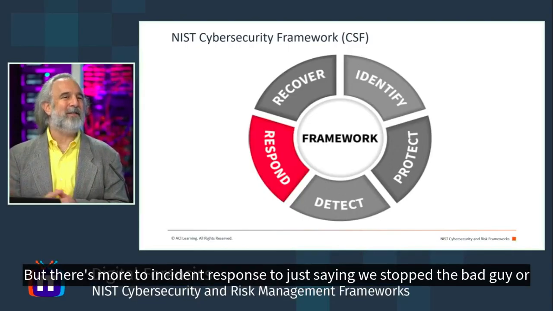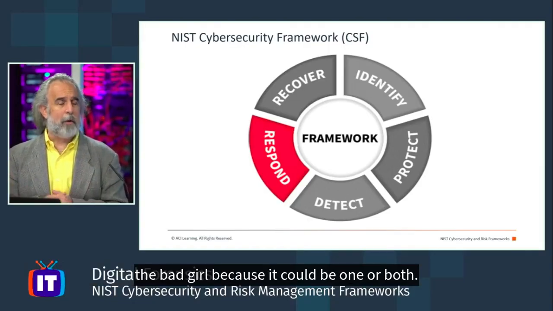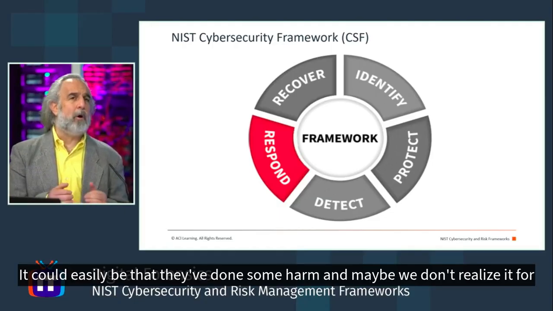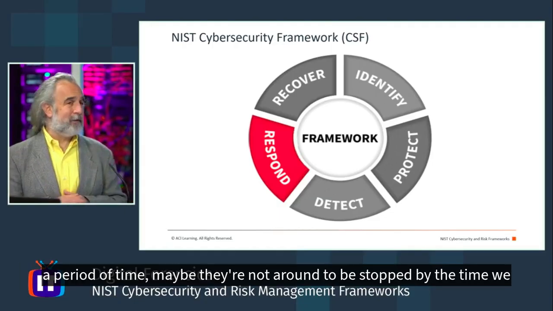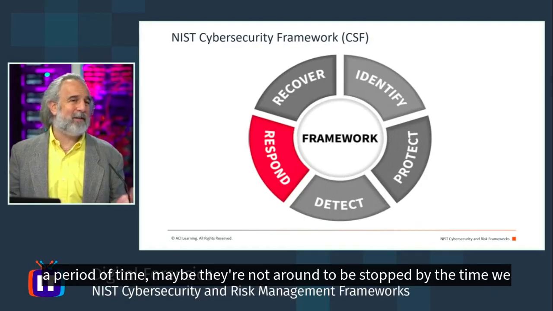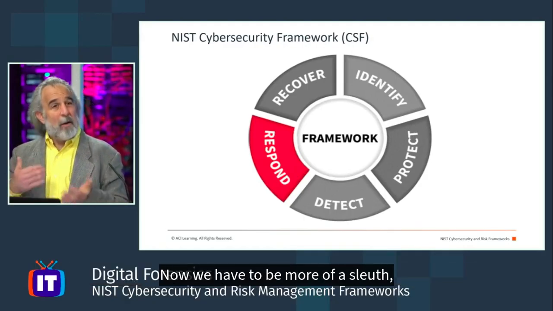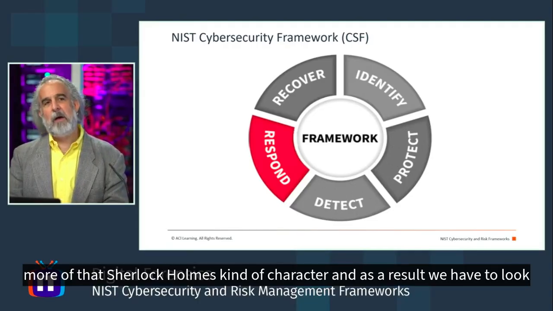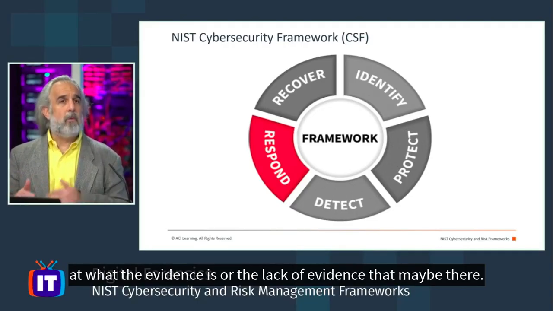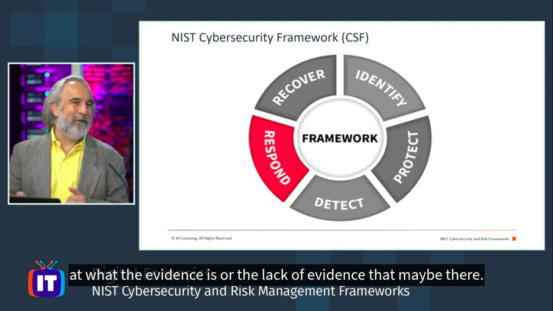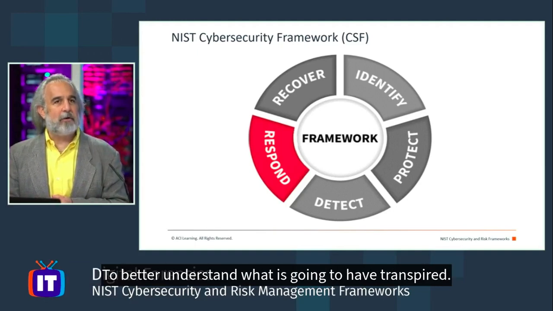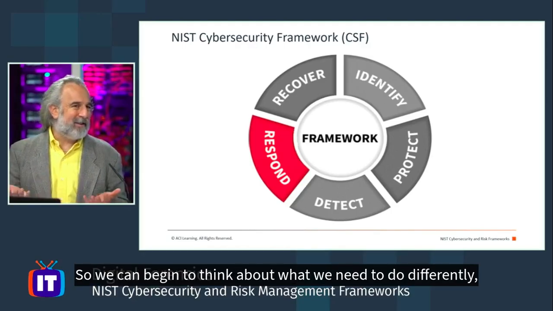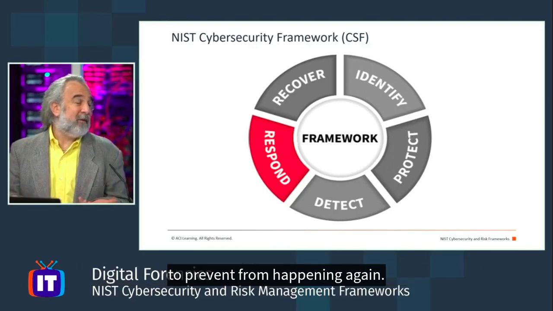But there's more to incident response than just saying we stopped the bad guy or the bad girl, because it could be one or both. It could easily be that they've done some harm and maybe we don't realize it for a period of time. Maybe they're not around to be stopped by the time we realize something's gone wrong. Now we have to be more of a sleuth, more of that Sherlock Holmesian kind of character. And as a result, we have to look at what the evidence is, or the lack of evidence that may be there, to better understand what has transpired, so we can begin to think about what we need to do differently to prevent it from happening again.